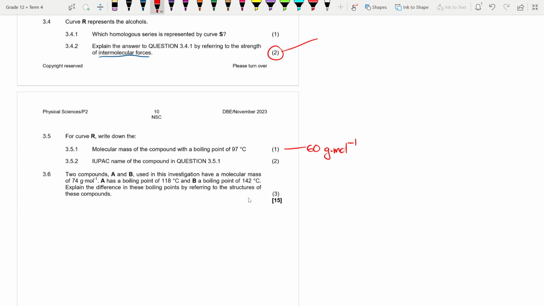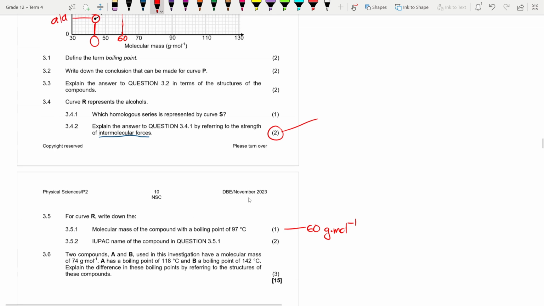And then 3.5.2, which is actually the question. Okay, before that, I want to answer the question that we have. You can go ahead.